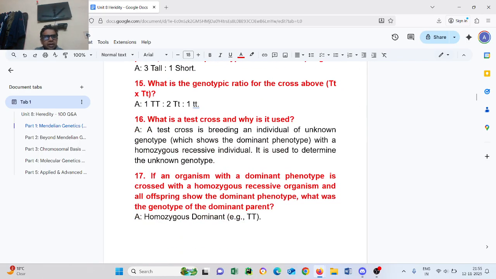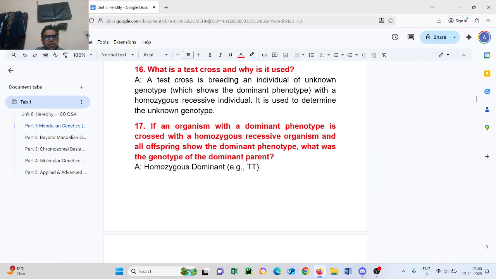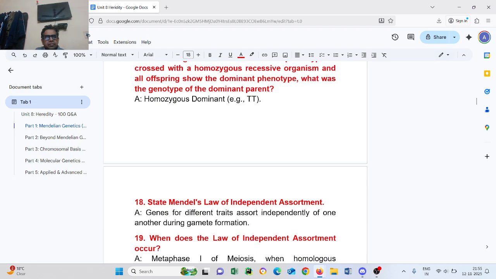Question number 17. If an organism with the dominant phenotype is crossed with a homozygous recessive organism and all offspring show the dominant phenotype, what was the genotype of the dominant parent? Homozygous dominant. Example, capital TT.